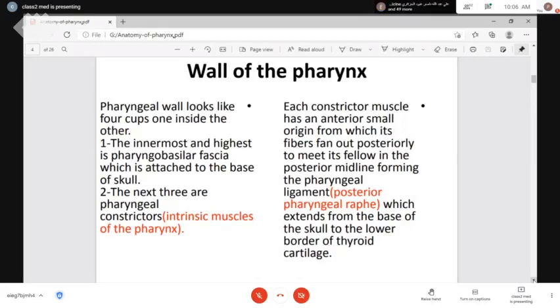Each constrictor muscle has an anterior small origin from which its fibers run out posteriorly to meet its fellow in the posterior midline, forming what is called the pharyngeal ligament, or posterior pharyngeal raphe, which extends from the base of the skull to the lower border of the thyroid cartilage.